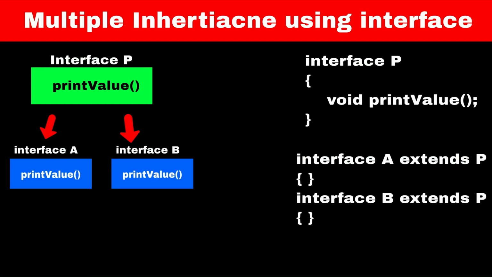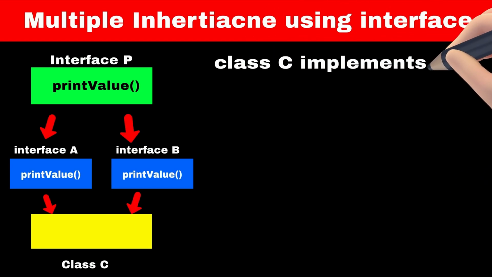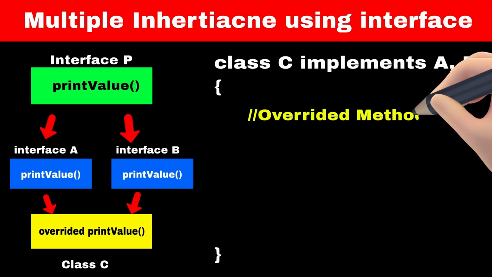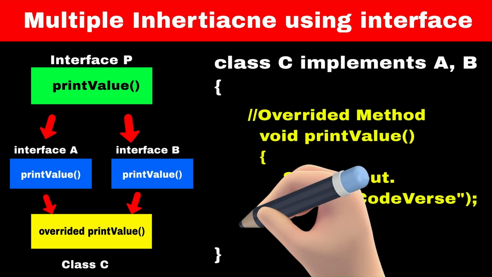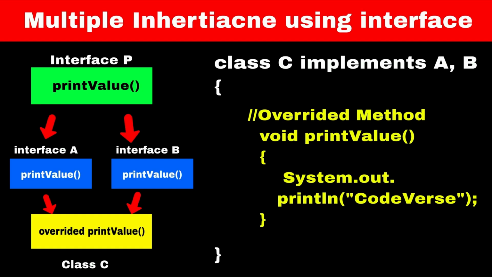Now consider a class C which will inherit the parent interface A and B. Since C is a class, and in class we can't have the abstract method, then we have to override this print value method. If we don't override this method, then Java will give a compile time error. So when we try to access the print value method in class C, then Java will access this overridden method. In this way, Java compiler won't get confused about which method should it call.